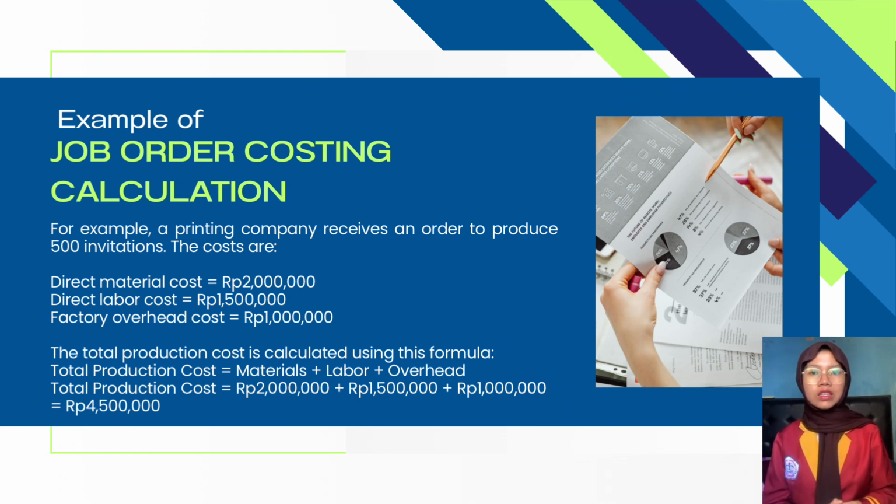To calculate the total production cost, all these costs are added together. So, the total production cost is 2 million rupiah plus 1,500,000 rupiah plus 1 million rupiah, which equals 4,500,000 rupiah.